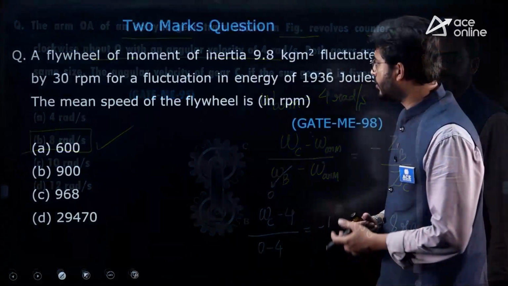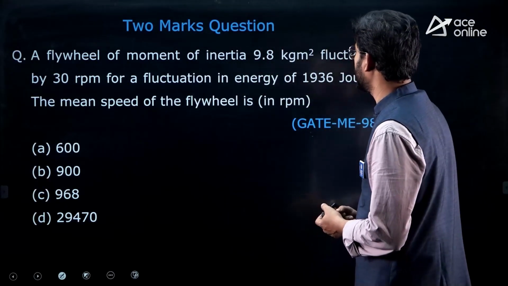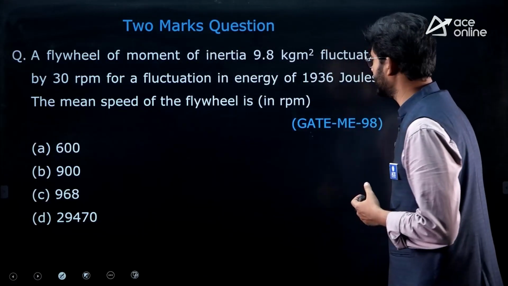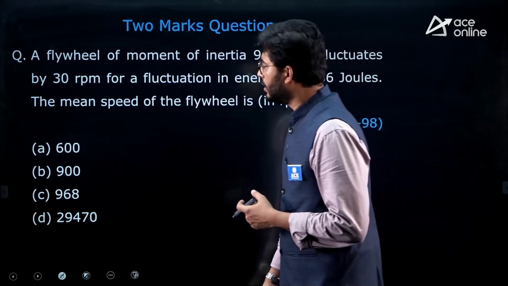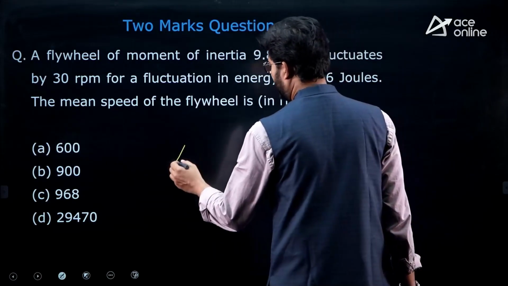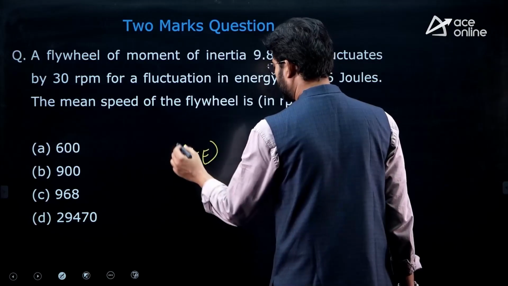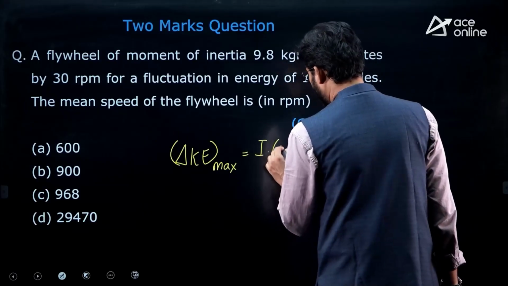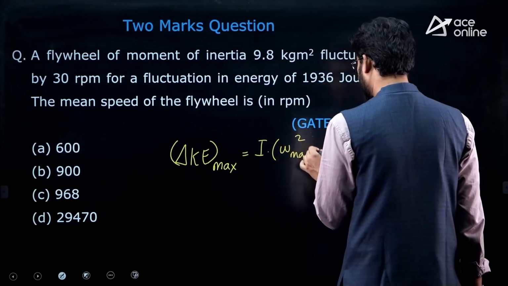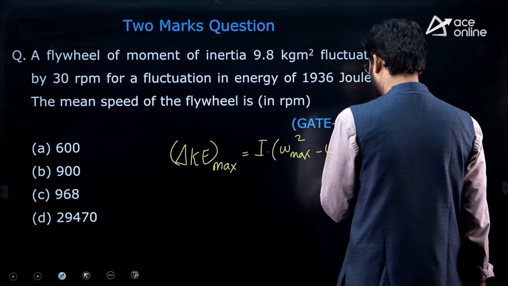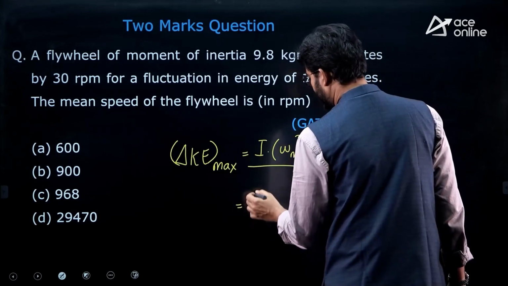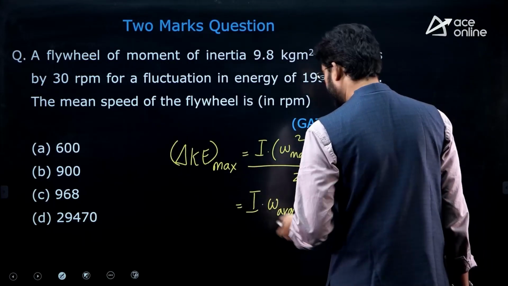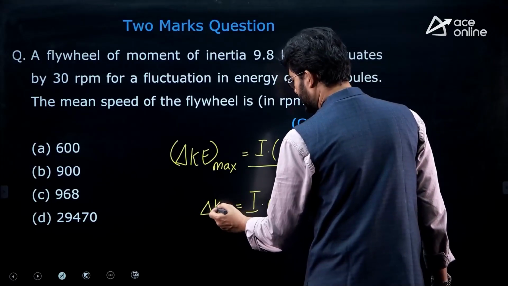Okay. Let's see the question, dear students. A flywheel of a moment of inertia 9.8 kg meter square fluctuates by 30 rpm for the fluctuation of energy of 1936 joules. The mean speed of the flywheel is dash. So fluctuation in energy, or delta Ke max, can also be expressed as I into omega max square minus omega minimum square by 2. So this we can later write it as I into omega average into delta omega. Okay, and this is delta Ke max.